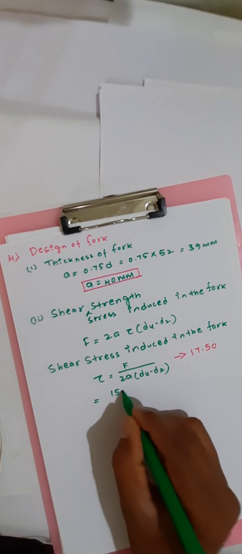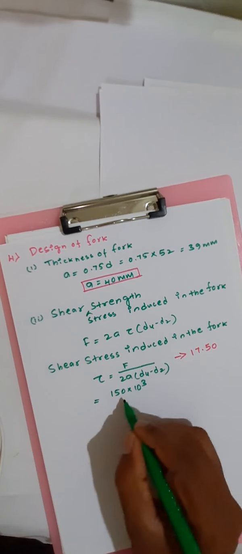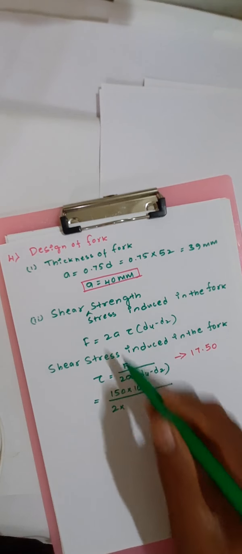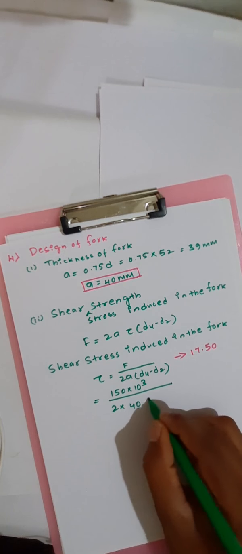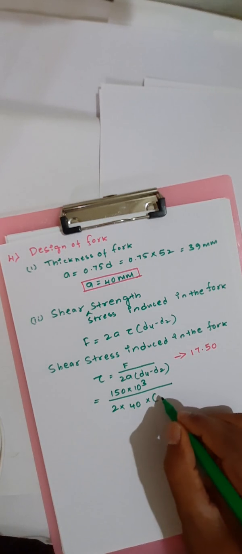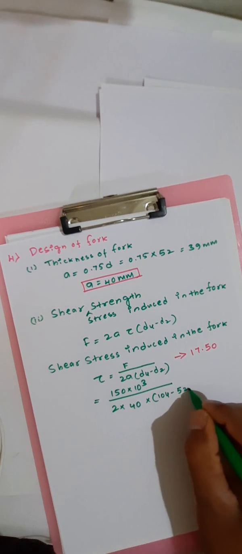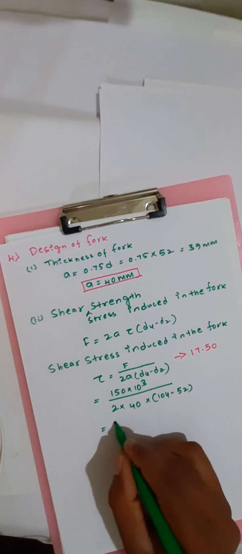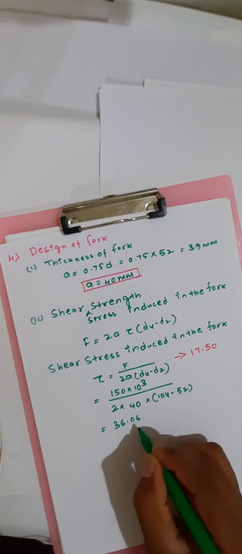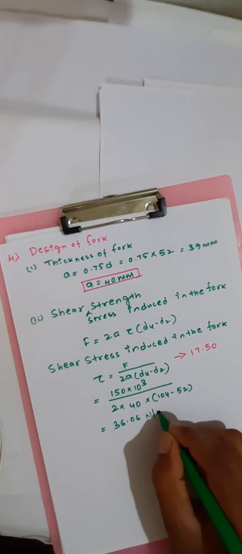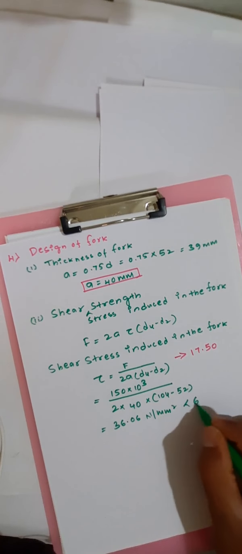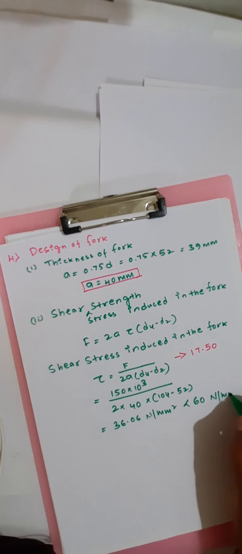We know the value of F, 150 into 10 to the power 3 Newton, divided by 2 into A, which is 40 mm, into D4 minus D2, that is 104 minus 52. If we simplify this, we get 36.06 Newton per mm square, which is less than 60 Newton per mm square.